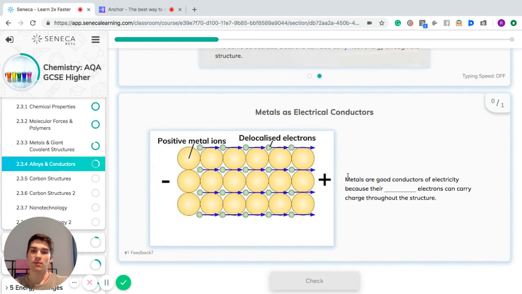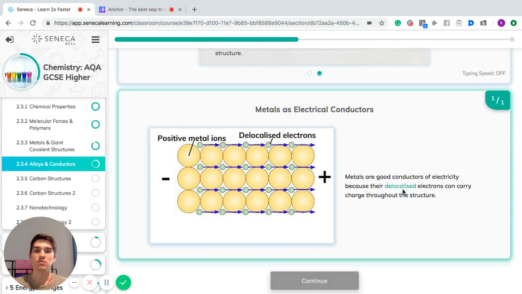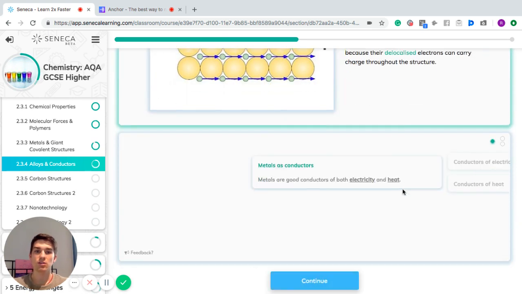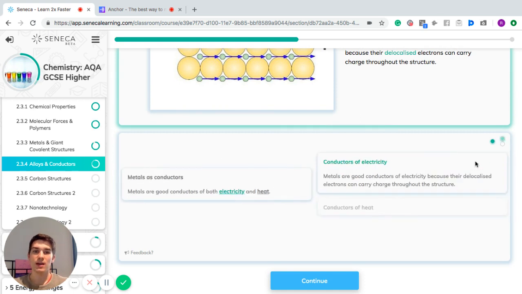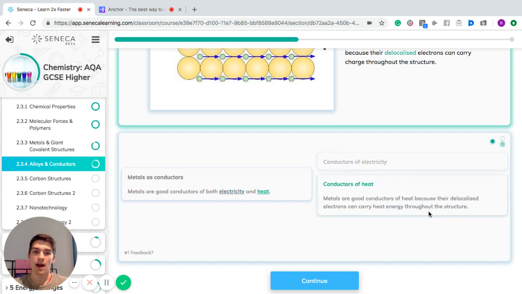So just to recap some of that, metals are good conductors of electricity because their delocalized electrons can carry charge through the structure. And metals are good conductors of both electricity and heat. And they're good conductors of heat, again, because their delocalized electrons can carry heat energy throughout the structure.